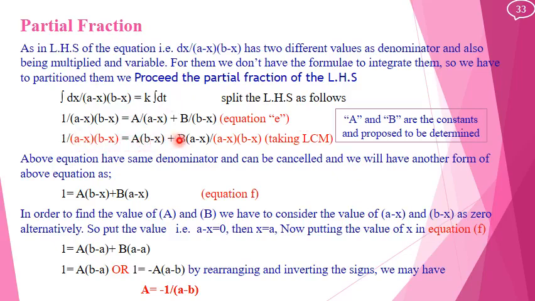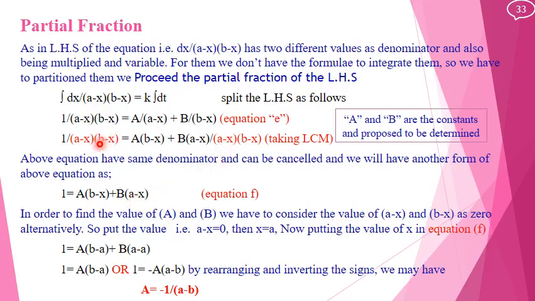1 over (a minus x) into (b minus x) will be equal to A into (b minus x) plus B into (a minus x), over (a minus x) into (b minus x). As these denominators are different, we have used the LCM concept for the right hand side of the equation, that's why we are putting it like that. Both the denominators, from the left hand side and right hand side, are equal and can be cancelled. Then we will have another form of this equation: 1 is equal to A into (b minus x) plus B into (a minus x).